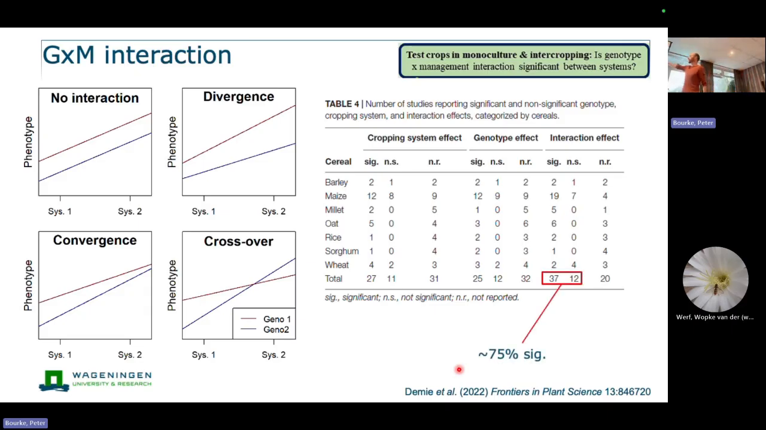So whether there was an interaction between genotype and cropping system, in about 3/4 of the cases where there was an interaction effect reported, this was found to be significant. So you could say already from this study, well, in 3/4 of the papers where they have tried to look for G times M, they find it. So therefore, there is evidence that we shouldn't be just looking at monocultures to predict intercropping performance.